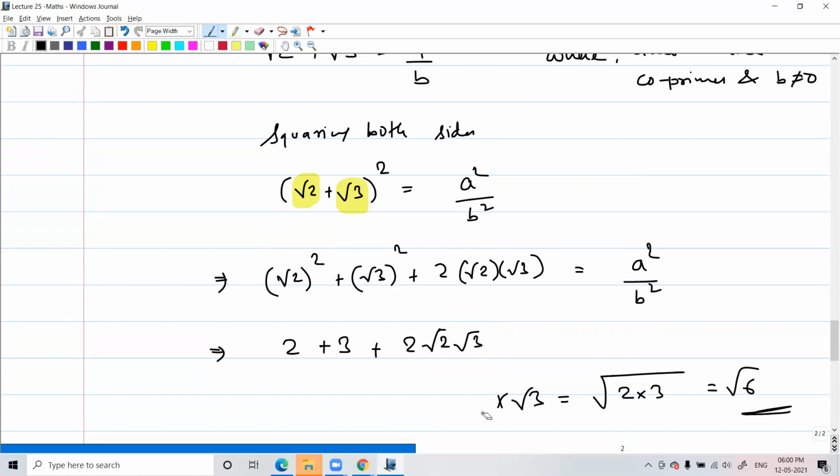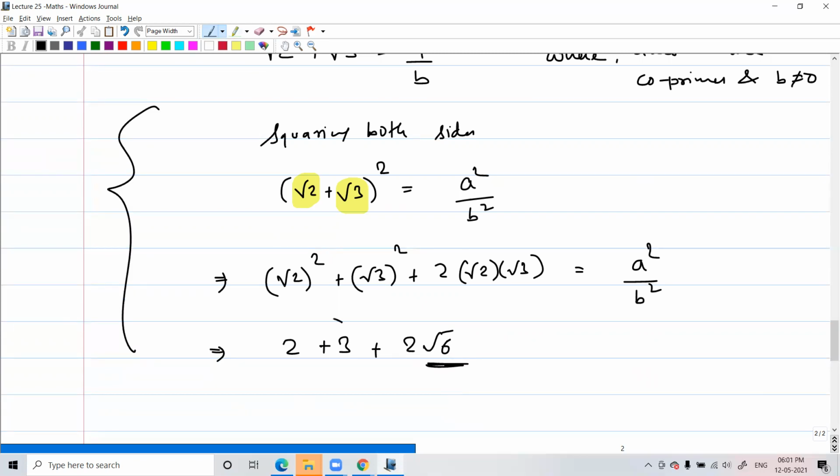Okay, I'm going to erase this. Root 2 into root 3 becomes root 6, so I'm going to write it directly as root 6. See, if you go like this, this part will become rational. 2 plus 3 will become 5. Here also you have a square and b square. This is also nicely done, and we can see that this is rational.